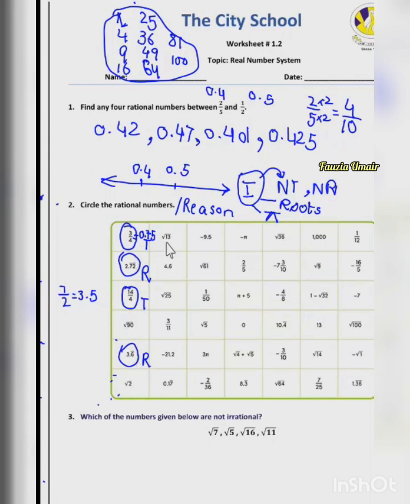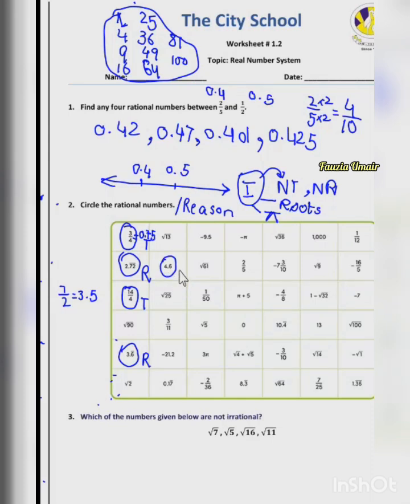So next is square root of 13. If you see in these 10 numbers I have written on the screen, 13 is also not there. So it means square root of 13 is also irrational. Next is 4.6. What kind of decimal is this?